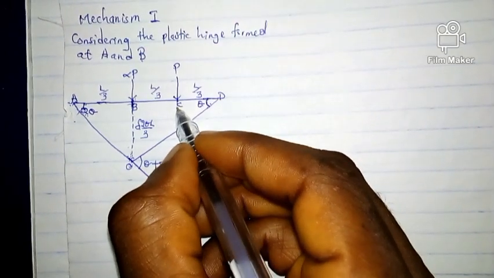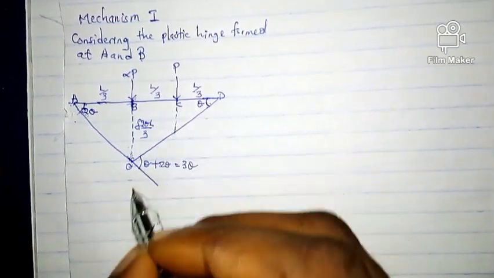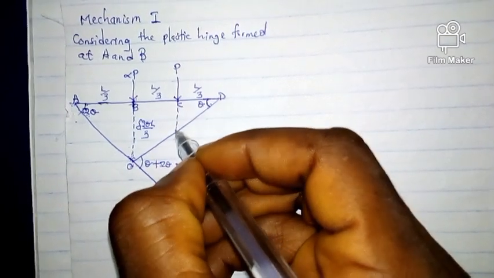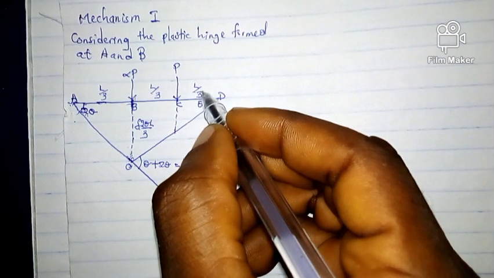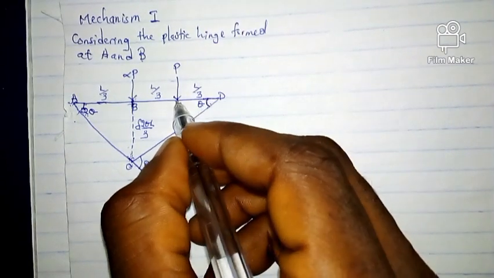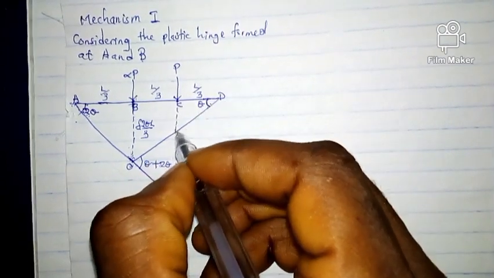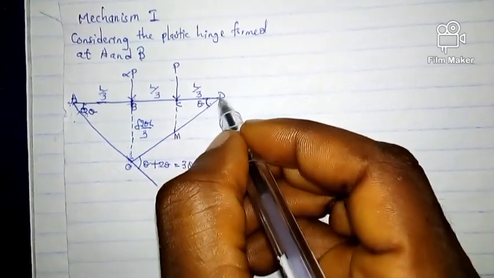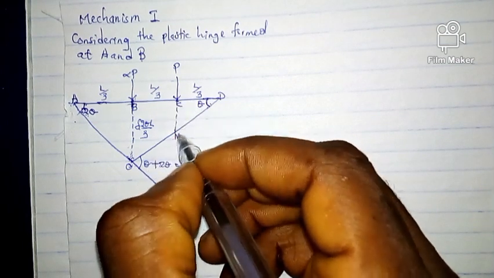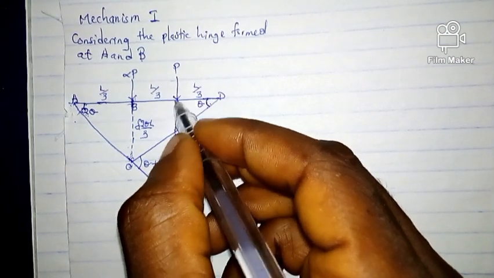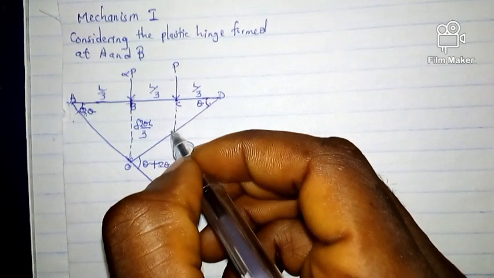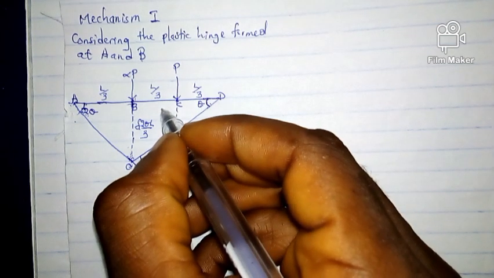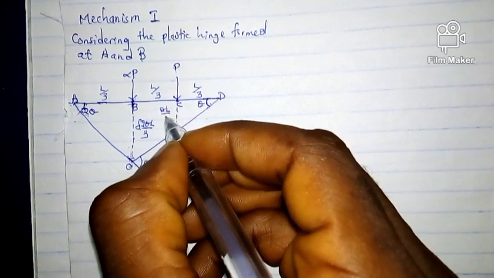And what would be the vertical displacement of this one? Of this point C. The vertical displacement of this point C will be what? Considering this triangle, let me call this M. Consider triangle DCM. What is this side? This side is going to be the angle times the length, which is theta L over 3.